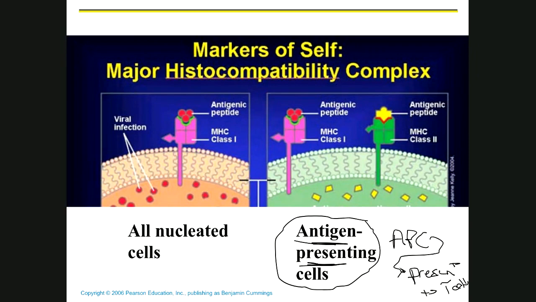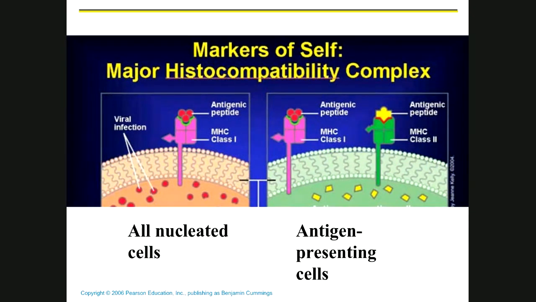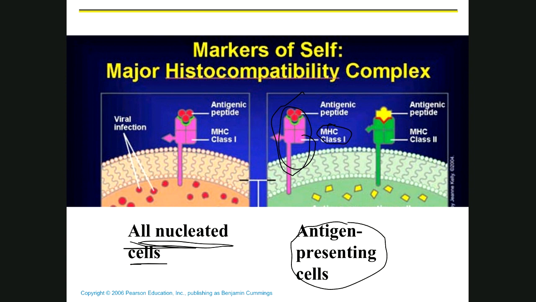But antigen-presenting cells have a different type of MHC in addition to MHC class 1. Remember, they're a nucleated cell. All nucleated cells have MHC class 1. But antigen-presenting cells also have a different one, and it's called MHC class 2. And they're the only cells that have MHC class 2. They're the only ones. But again, the shape of it is controlled by your DNA, and all that kind of stuff.